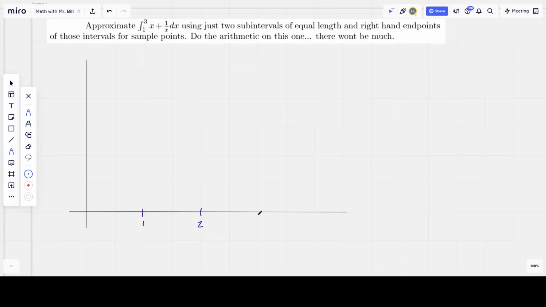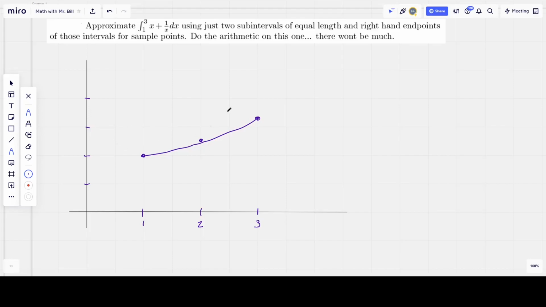There's 2 and 3. If I put 1 into my equation, we get 1 plus 1, which is 2. Let's put that right here. Call that 2. Plug in 2, we get 2 plus 1/2, so that's 2 1/2. And we plug in 3, we get 3 plus 1/3, which is 3 1/3. Okay. So we have kind of a gently sloping upwards curve right there.